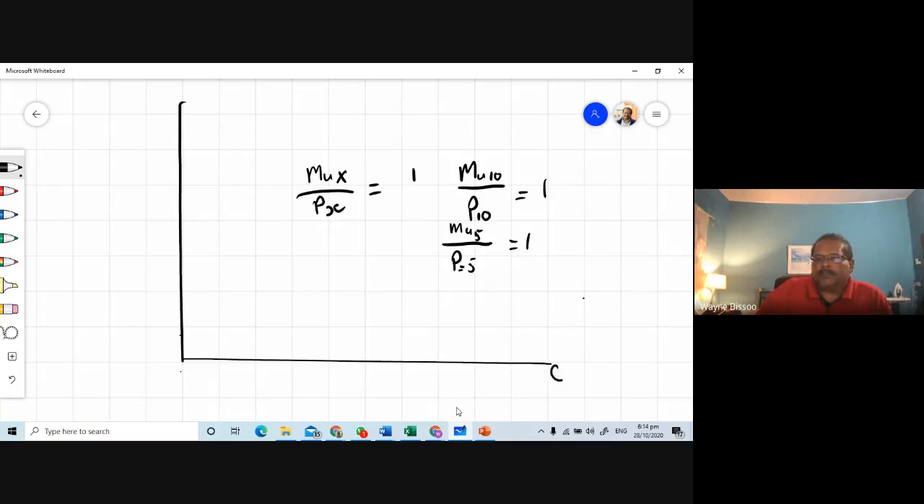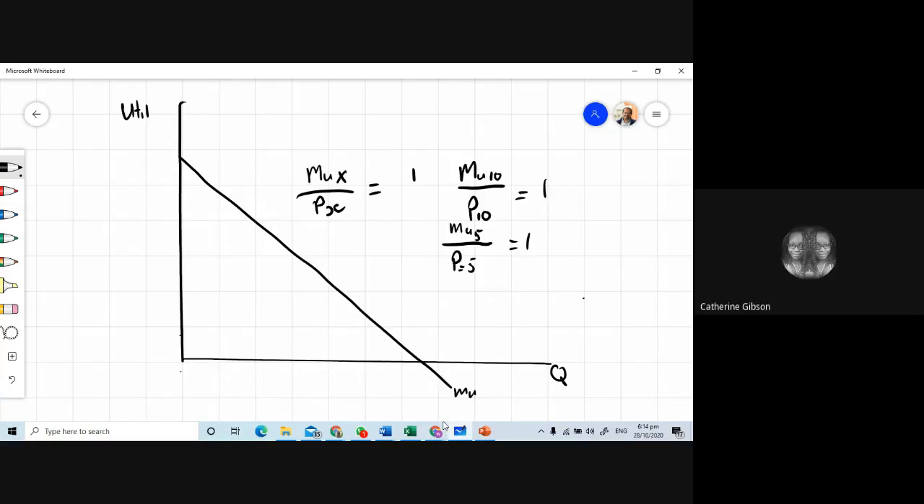This is the quantity of goods that we purchase, and this is the utils. You all remember this? Remember our marginal utility curve just falls like that. It's downward sloping. You remember that? Yes, right.